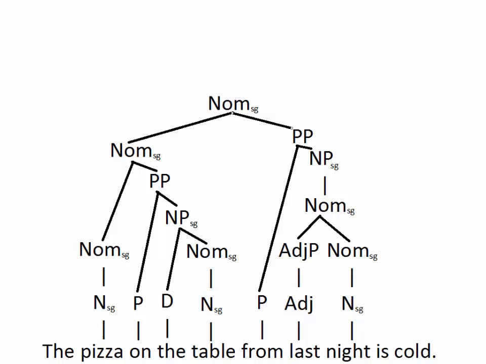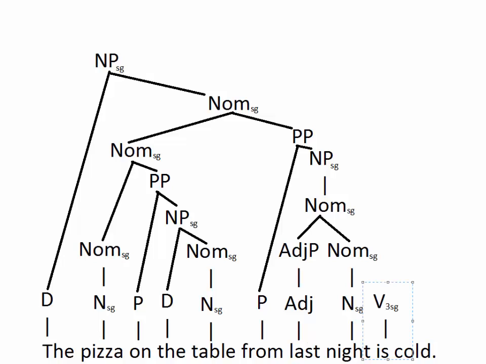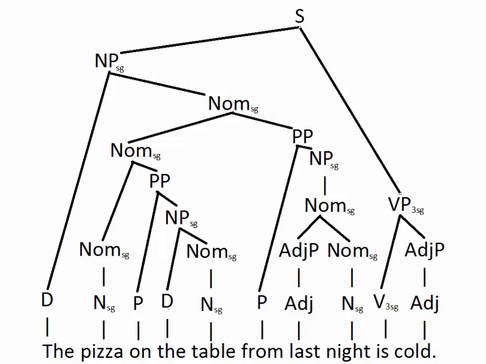Now that we've built up our noun phrase or our nominal headed by pizza with all of its modifiers, we can combine it with the determiner and complete our noun phrase subject. We can now build up our predicate, which consists of a verb plus an adjective phrase. Those two will combine to make the verb phrase, and the predicate plus the subject gives us the sentence. And our structure for the pizza on the table from last night is cold.